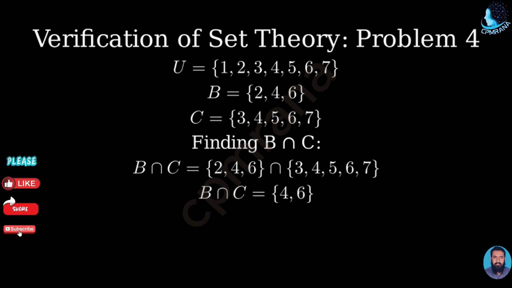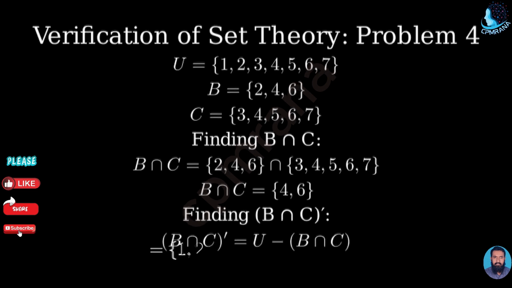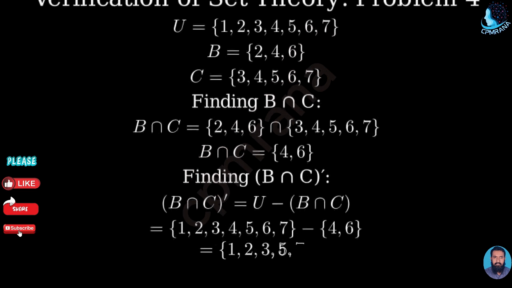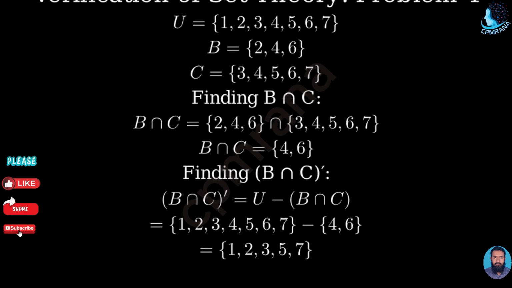Next, we will find the complement of B intersection C. The complement is defined as U minus the intersection. So, we have U minus the set containing 4 and 6. This results in the set containing 1, 2, 3, 5, and 7.